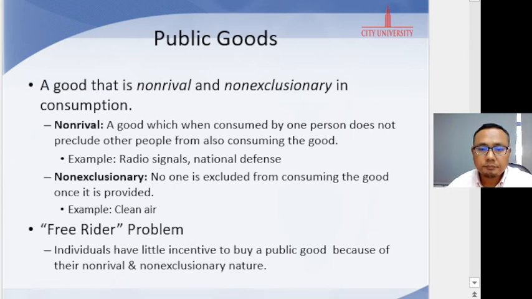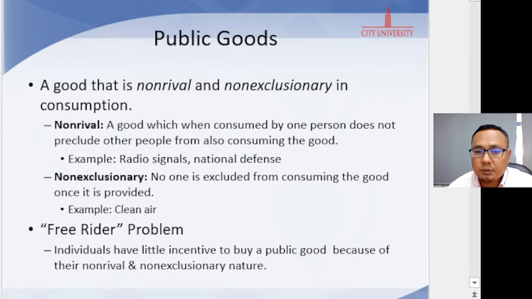So non-rival goods include radio signals, lighthouses, national defense, and protecting the environment. When you receive a radio signal in your car, you do not prevent other drivers from picking up the same station in their cars. This is in sharp contrast to your purchasing a pair of shoes. The second aspect of public goods is that they are non-exclusionary. Once a public good is made available, everyone gets it. No one can be excluded from enjoying the good.